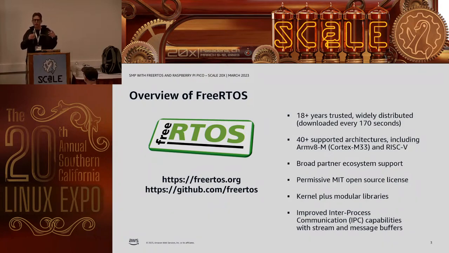So something to know about FreeRTOS is that it's not just a kernel, it's also libraries. So the whole FreeRTOS project includes both a kernel and core libraries, as well as additional libraries on top of that. You can find the source code at github.com/freertos. So that's where the kernel code is and all the core libraries. And then there's more information at freertos.org. And I think that last bullet there is about inter-process communication capabilities with stream and message buffers.